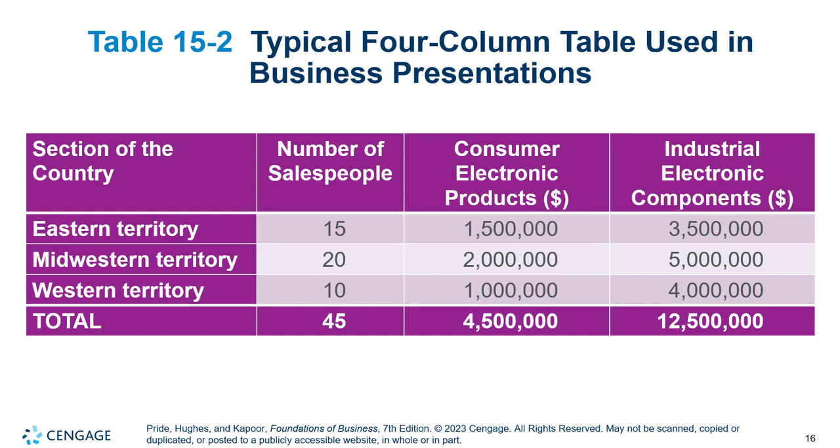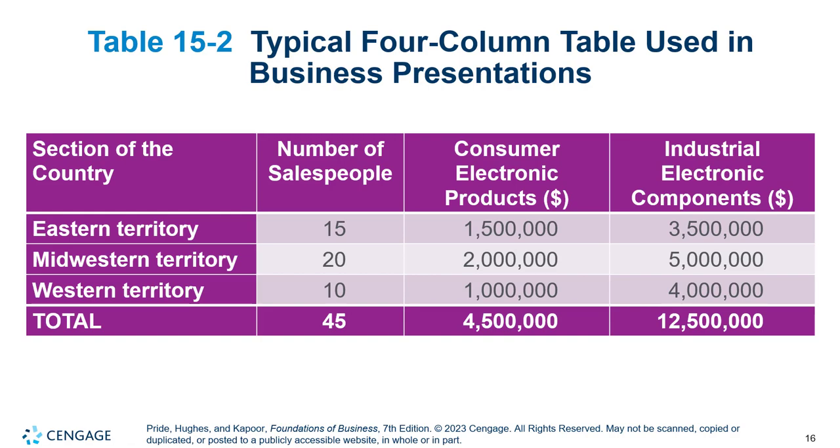In our Eastern Territory, it's a little over 200,000 per salesperson. It's about 2.5 in the Midwest. Now, the Western Territory, it's a 400,000 to 1 ratio. Now, just looking at it, you may not see that immediately, but for some reason, the Western Territories seem to be doing quite well in the Industrial Electronic Components Division.